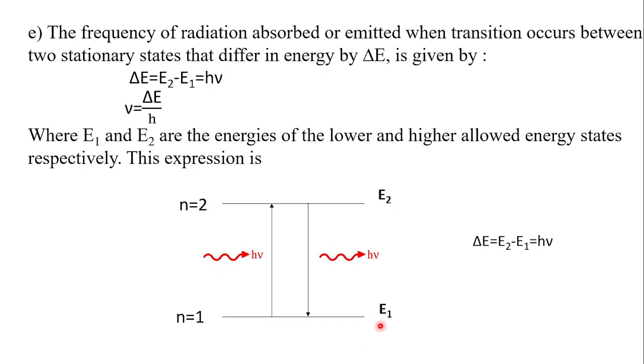Okay, so the energy difference delta E equal to h nu. From that we can calculate the frequency of the absorbed or emitted radiation, that is equal to delta E by h.